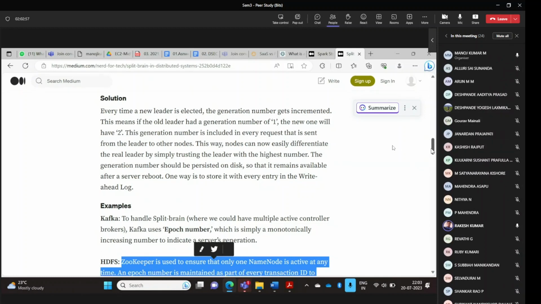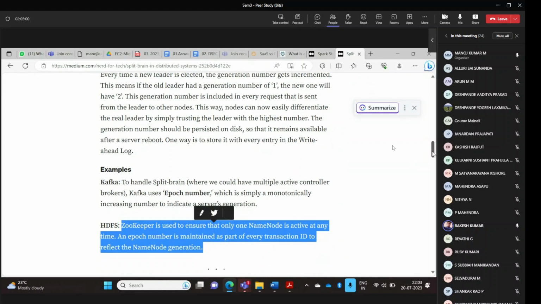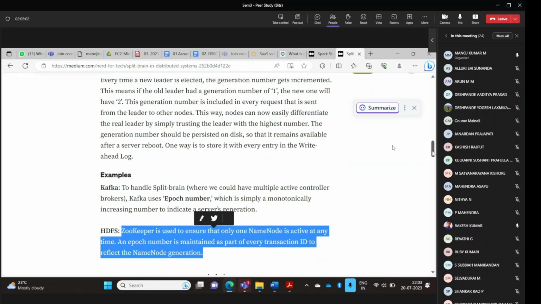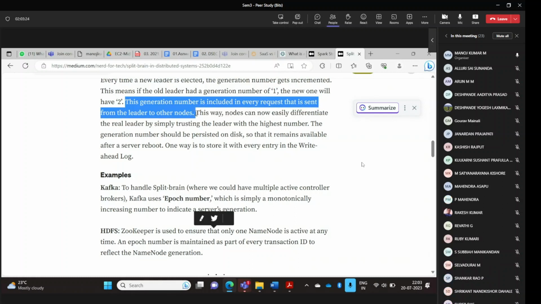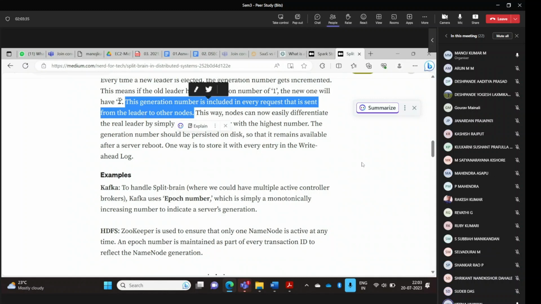Here I didn't understand how maximum number will ensure that this is the leader. This number is included in every request that is sent from leader to other nodes. So when leader sends a request to other node, it will see whether it's the maximum number. So even if the old server is rebooted, it will not take any requests from them. It will go with the 2 only.